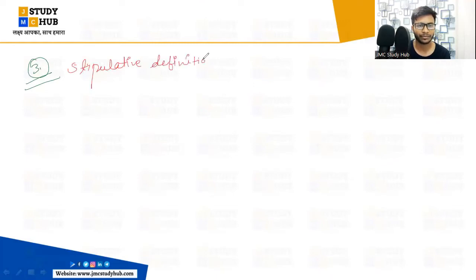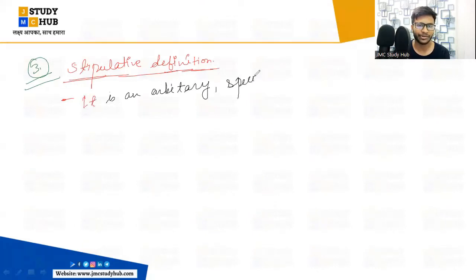Chaliye. Next. Third type of definition. Stipulative definition, right? Stipulative definition. In stipulative definition, write its characteristics: that it is an arbitrary specified definition, right?